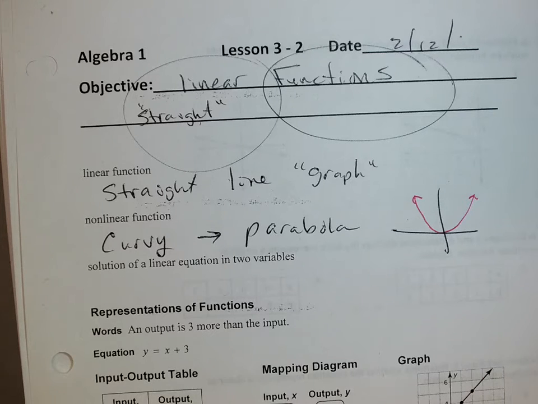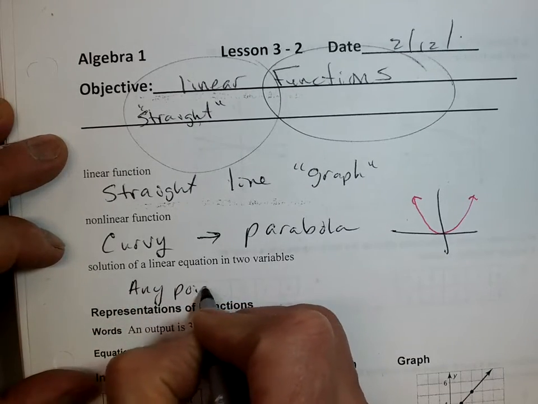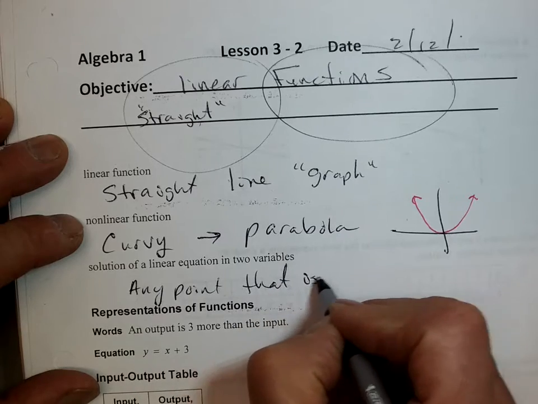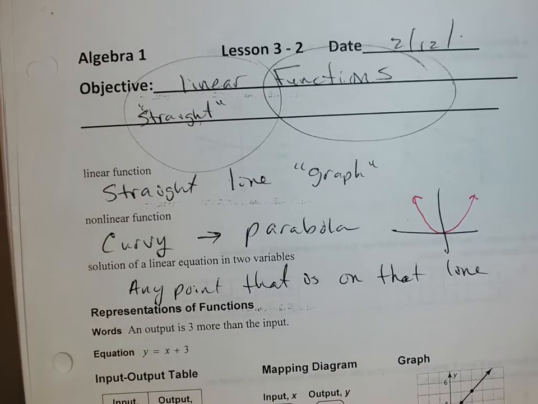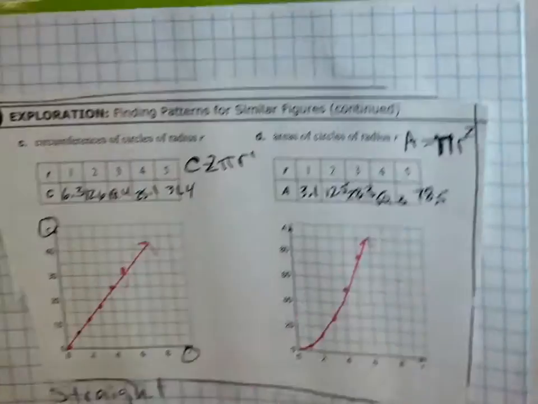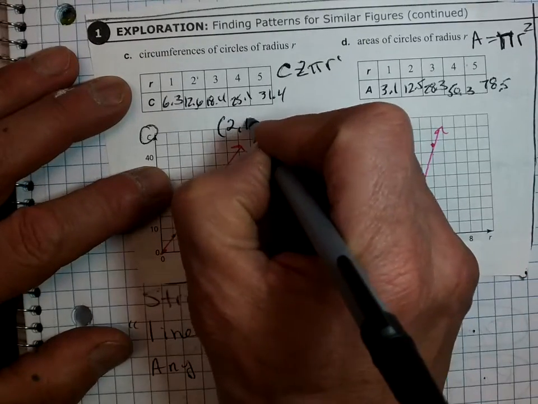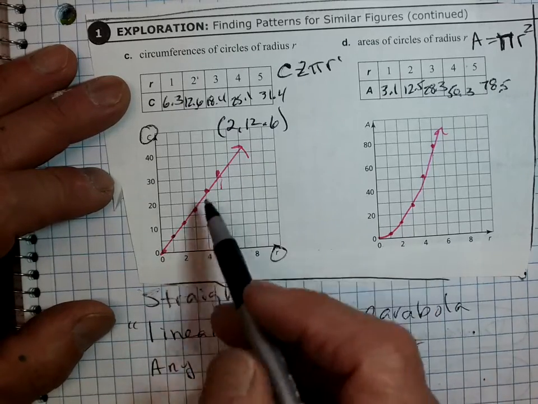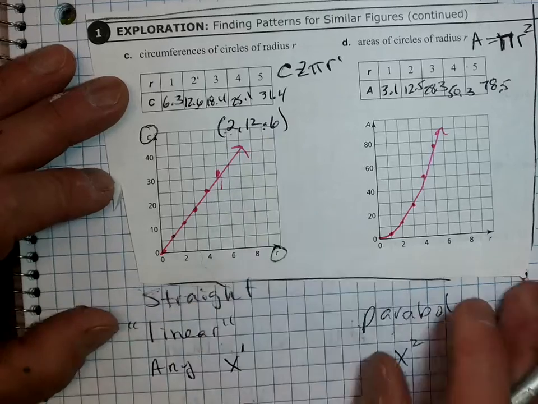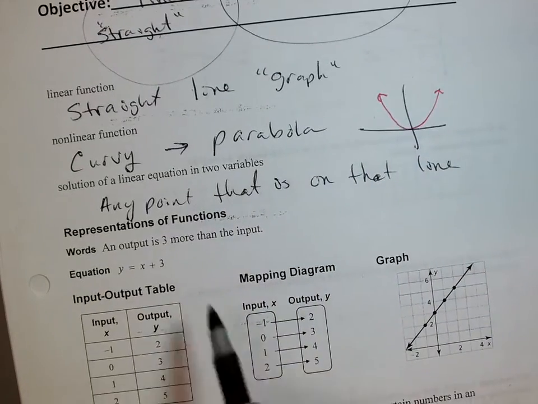Now, solutions to a linear equation in two variables, okay, is any point that is on that line. Okay? Any point that's on that line. Example, real quickly. This point right here, this point 2, 12.6 is a solution because it's on that line, isn't it, right? And if I plugged in 2, I'd get that answer. It's a solution. Kind of makes sense to me. It's not that hard.